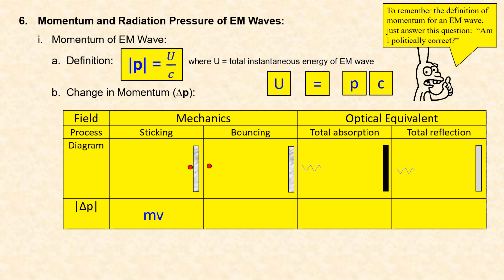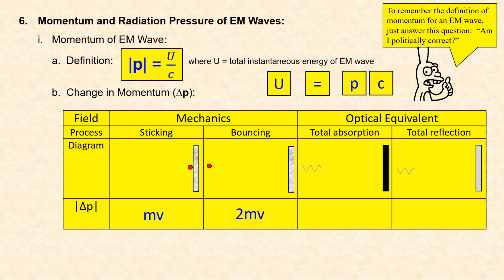But for the case where a ball is allowed to strike the wall and rebound off the wall, or bounce off the wall, in the special case of an elastic collision where it rebounds at the same speed it strikes at, the change in momentum of the ball is twice mv. In other words, we get twice the change in momentum for the ball, twice the impulse imparted to the wall, for the case of bouncing than we do for sticking.